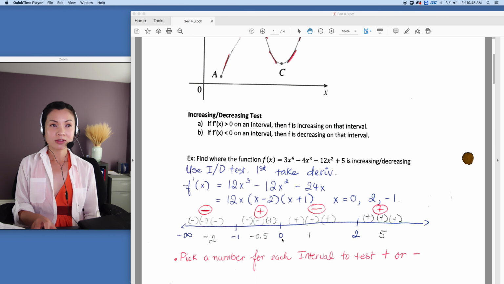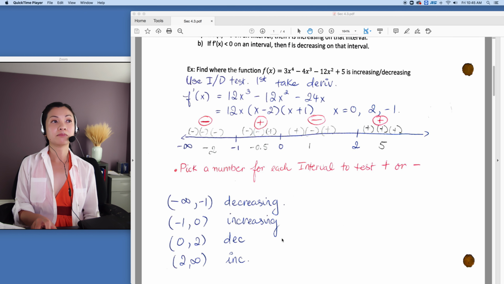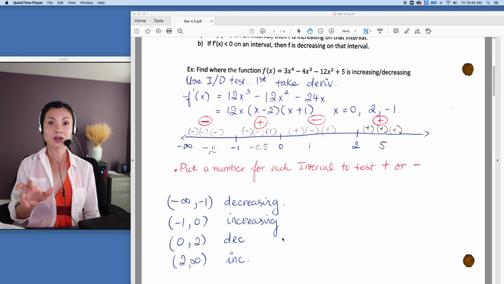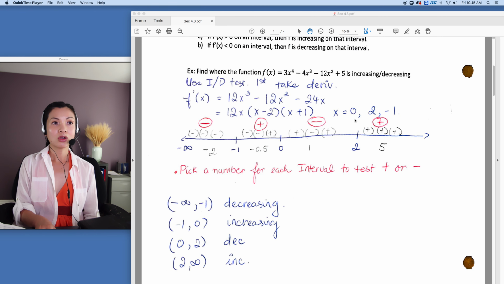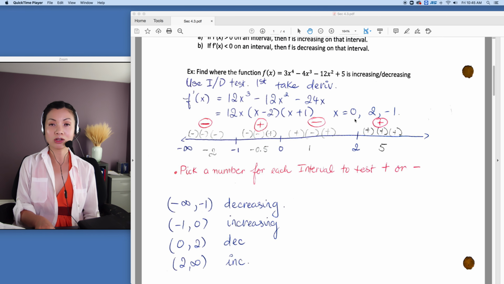We just want to use the I/D test to see where the function increases and where the function decreases. So how do we do it? First, you need to take the derivative, and then I need to find the critical numbers. So the critical numbers, in this case, you see I just factor. In this case, the critical numbers are 0, 2, and -1.